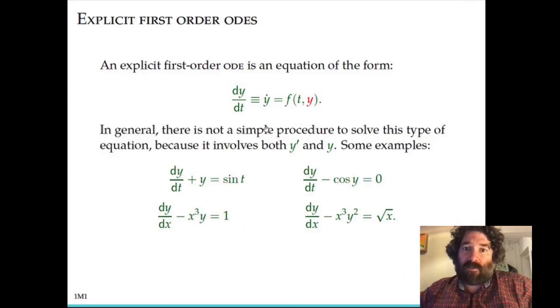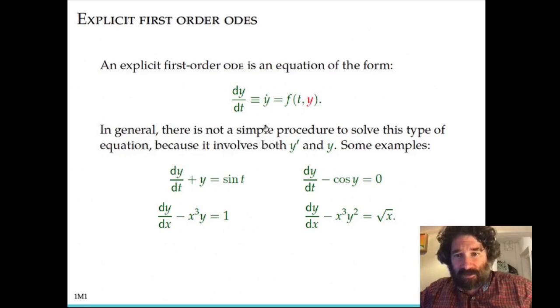So in general, there's no simple procedure to solve all explicit first-order ODEs. We're going to look at a few procedures that work in some cases, but there's generally no way to find all possibilities. This is sort of similar to the fact that when we're doing indefinite integrals, you can't find an indefinite integral of an arbitrary function. For example, e to the negative x squared. We thought about that one when we were talking about numerical integration. There's no formula for the indefinite integral of e to the negative x squared in terms of the elementary functions. And there's generally no way to solve this differential equation because it involves both y prime and y.